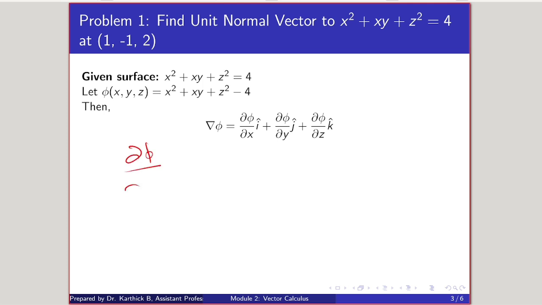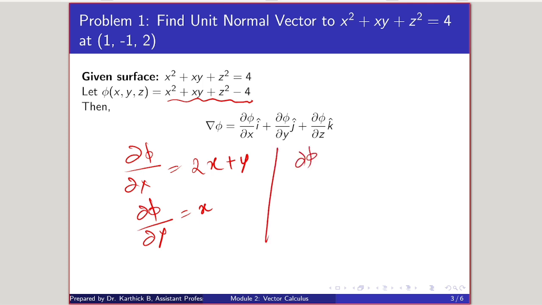First we will find dou phi by dou x. So we want to differentiate this function with respect to x. So it will be 2x plus y. The rest of the thing will be 0. Then if I find dou phi by dou y, x square becomes 0, and y disappears with respect to y. If I differentiate this function, there will be x and the remaining will be 0. Then we need dou phi by dou z. So definitely it will be 2z. With this, we will substitute these values and then we will get the gradient phi.